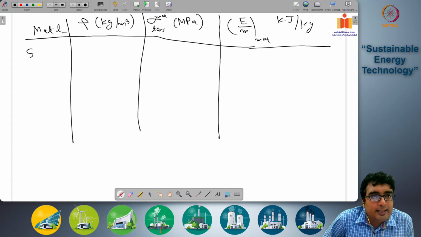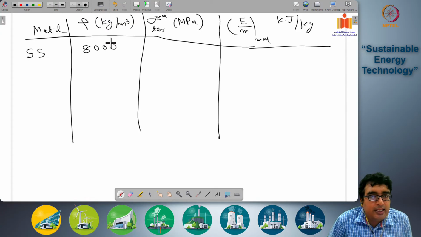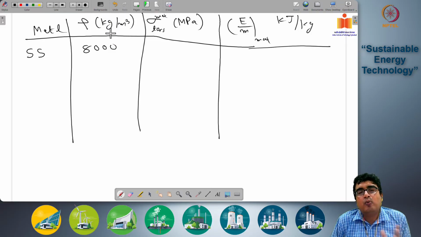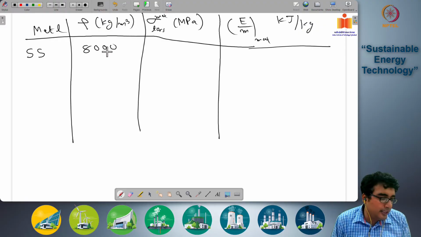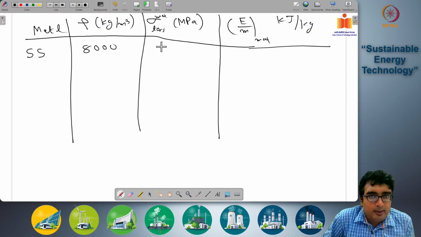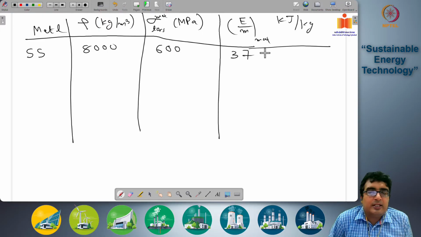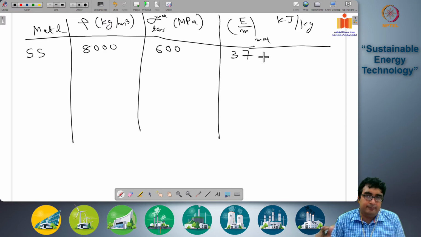So first material is stainless steel, SS. Its density is 8000 kg per meter cube. So remember, water's density is 1000 kg per meter cube. So density of stainless steel is 8 times that of water. Its maximum tensile stress is 600 megapascals. So the specific energy density of such a flywheel material will be 37.